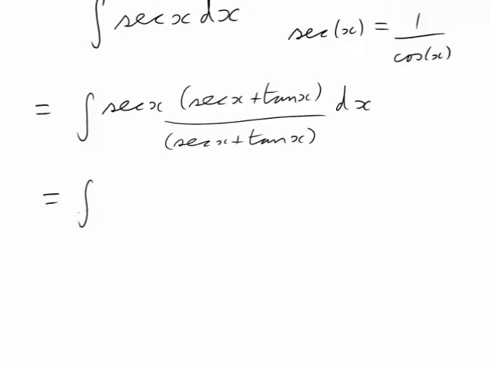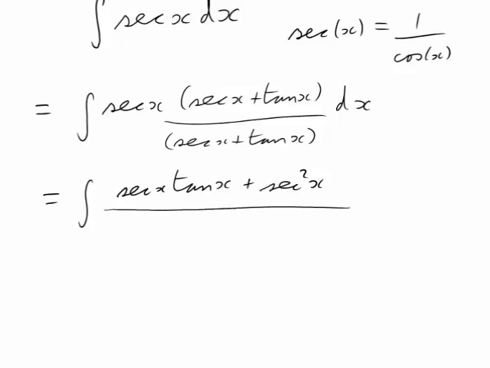Expanding the brackets, and actually I'm going to do it in the opposite order. I'm going to do the sec times the tan first. So sec x times tan x, and then the other term is sec squared of x, still divided by sec x plus tan x, and dx.